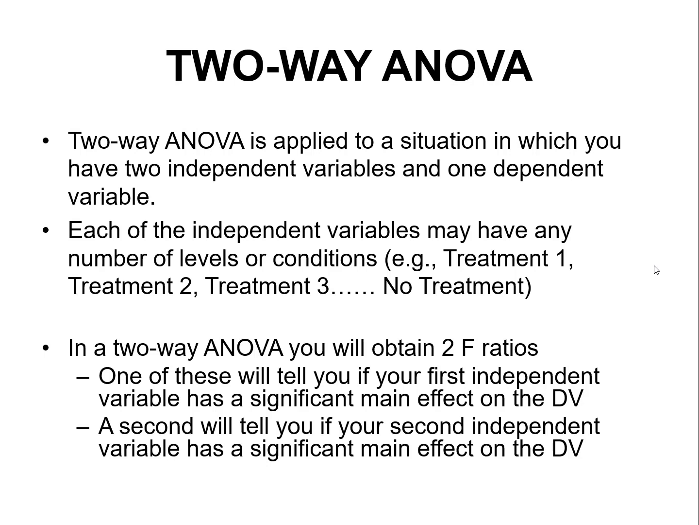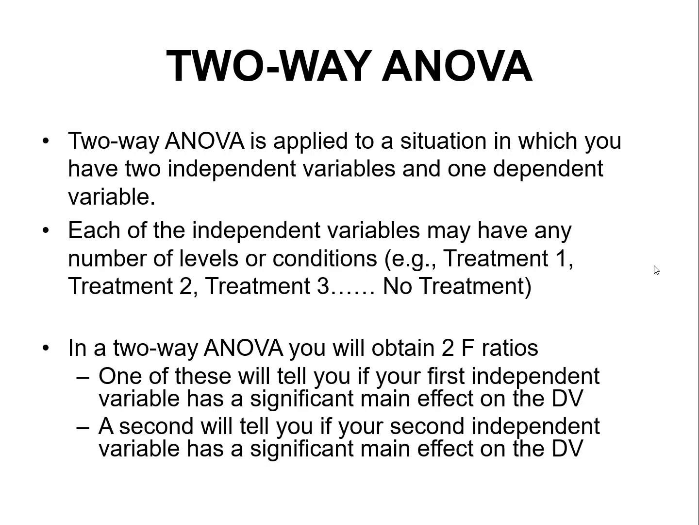Each of the independent variables may have any number of levels or conditions. For example, treatment 1, treatment 2, treatment 3, no treatment. So basically in each independent variable, maybe there are some more categories. For example, in the first independent variable, good, bad or worse, these are three different categories. So we will further disaggregate and further check their effect on the dependent variable.